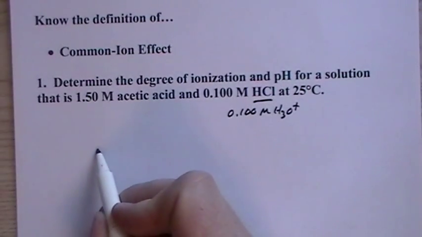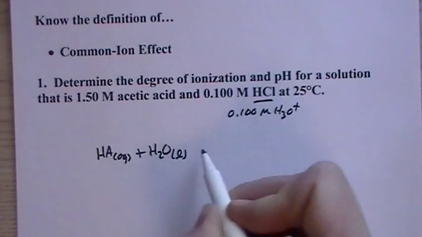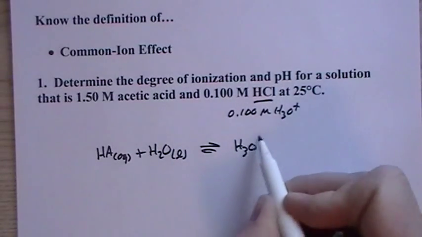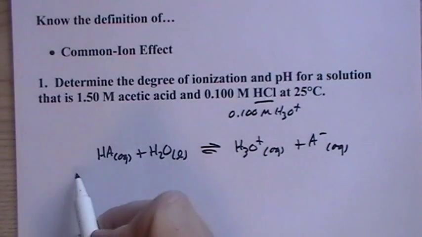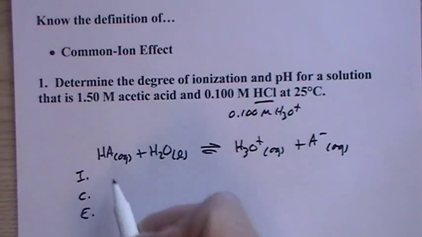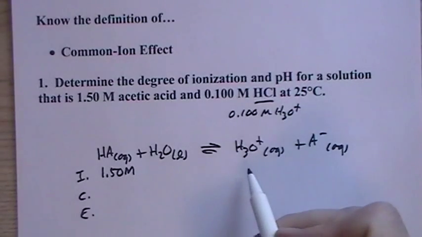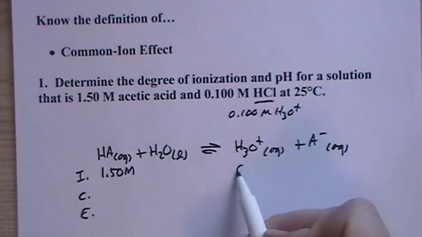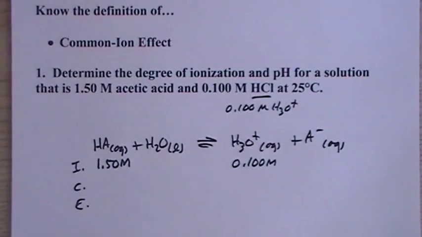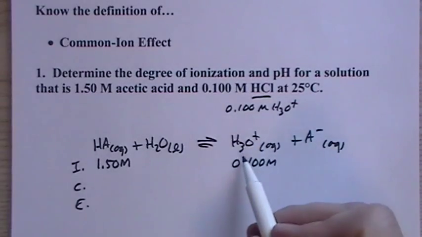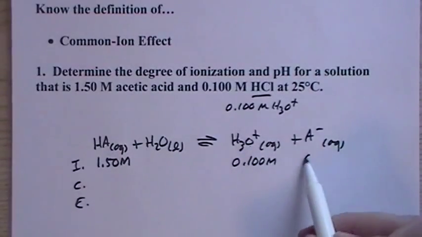Let me draw out acetic acid. We have HA plus water goes to H3O plus and A minus. Now, HA is 1.50. The concentration of H3O plus is 0.1 molar. That came from the HCl directly. So when you have a strong acid, whatever its concentration is, that's what H3O plus is going to be. That's the ion that they share. That's why it's called the common ion effect.